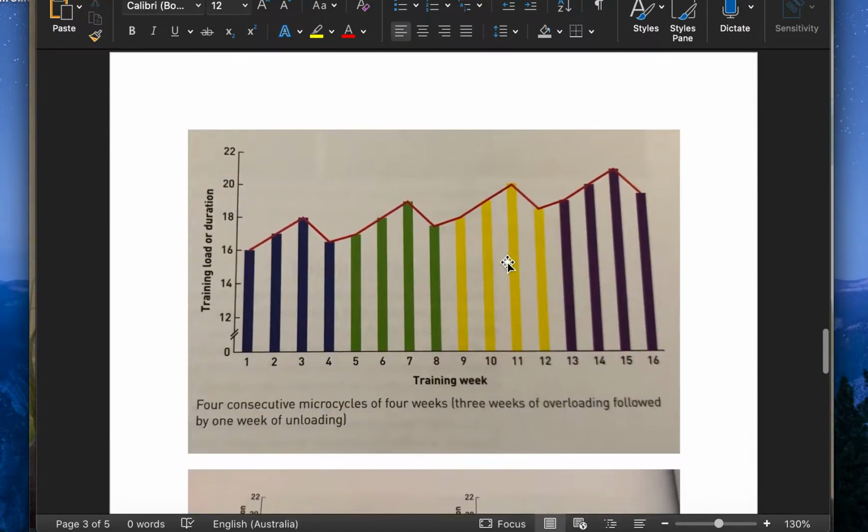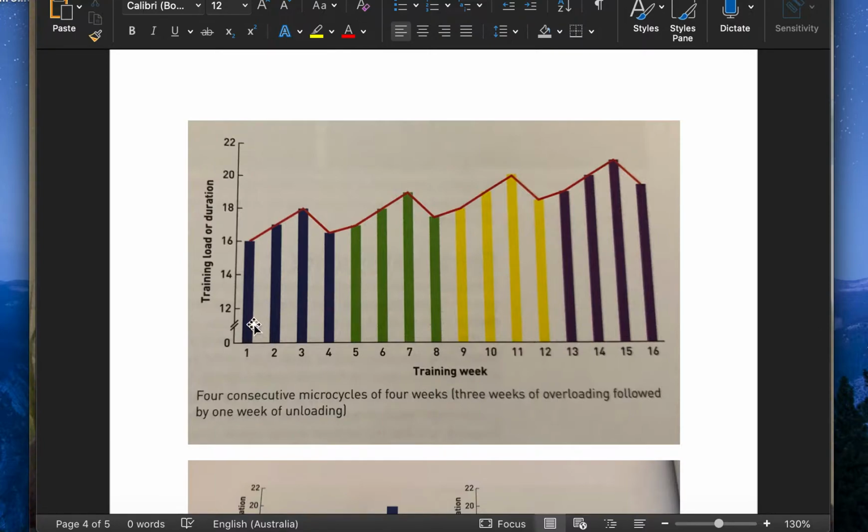If we're looking at this overload model, this is a 4-week cycled model, but it's within a 16-week training program. So currently, this is the training load that the athlete is completing during week 1. And then in week 2, we increase their training load. In week 3, we increase their training load. And then we back it off in week 4 to give their body time to actually adapt to the overloads and stresses that we've put their body through.